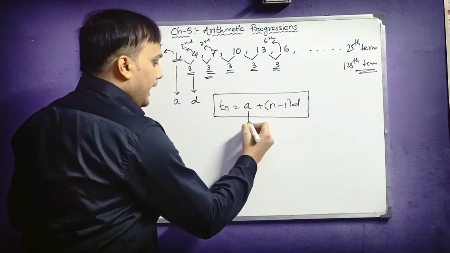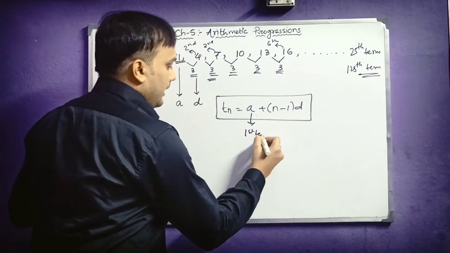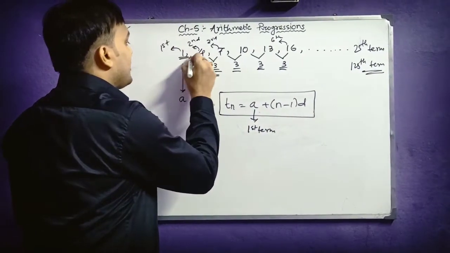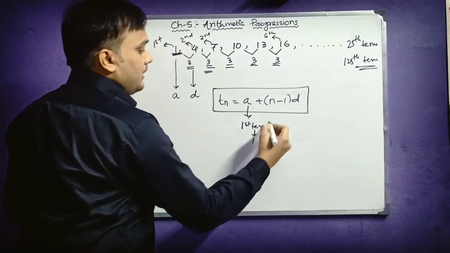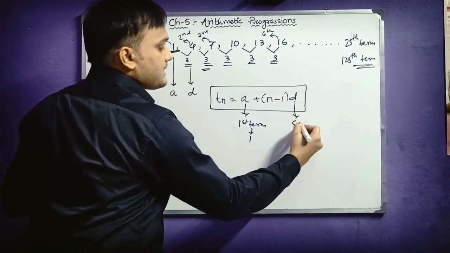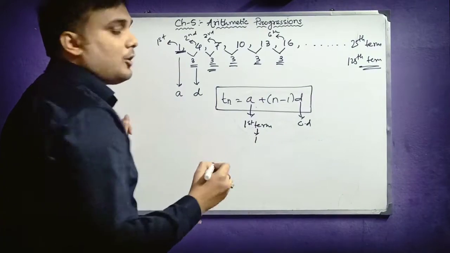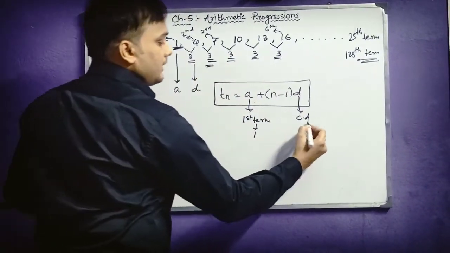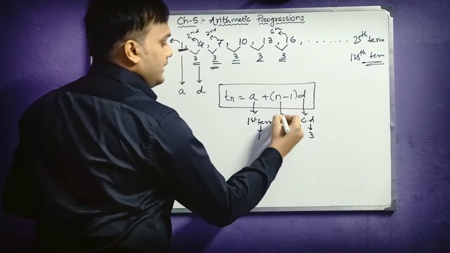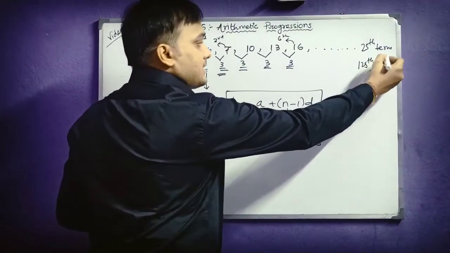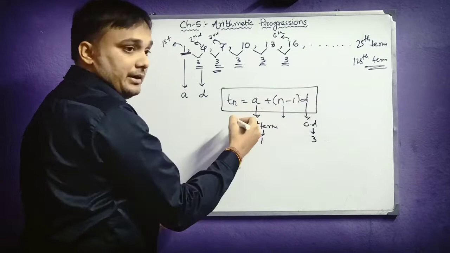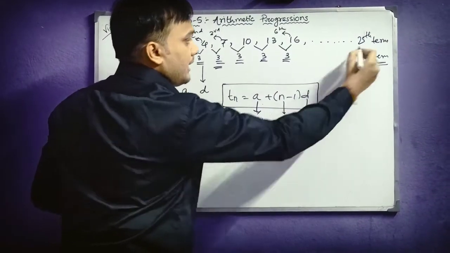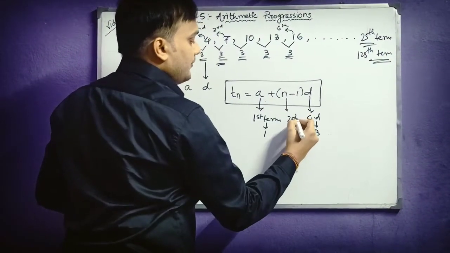Now we have to understand the abbreviation of every term used here. As you all know, A is the first term. As you can see, the first term is 1. D is the common difference, the difference between every two successive numbers, which is 3 here. N is the place of the term I am finding. Let us take it as 25th.